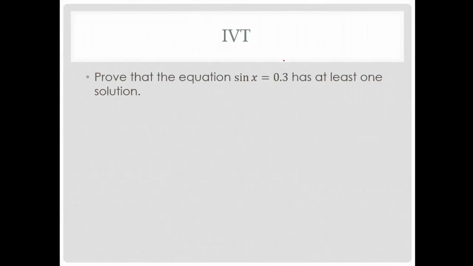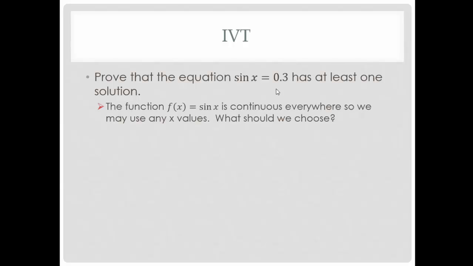Prove that the equation sine of x equals 0.3 has at least one solution. Whenever you're trying to prove that an equation has a solution, intermediate value theorem is usually a good choice. We need to first make sure that we can apply the intermediate value theorem. Remember, the first requirement is continuity. The function f of x equals sine x is continuous everywhere. It's continuous on its domain, and its domain is all real numbers. So we can use any x values we want.